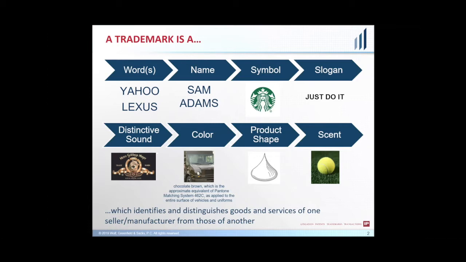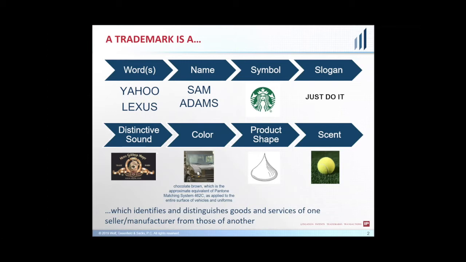And then we have some more fun non-traditional marks, and Simone is going to discuss these in greater detail during her portion of the presentation. But some examples include the roar that you hear at the beginning of MGM films. And you hear that lion roar, and that's how you know that it's an MGM movie. You also have color marks, and that includes the brown color that you see on UPS trucks, or the robin's egg blue that is on the famous Tiffany boxes.